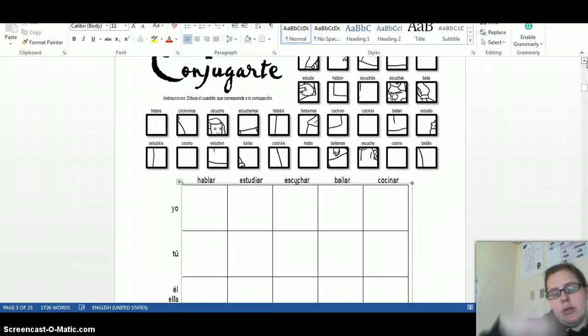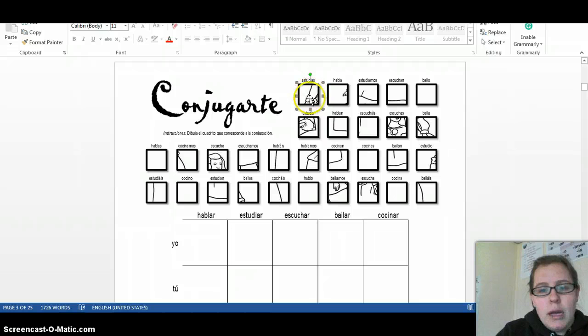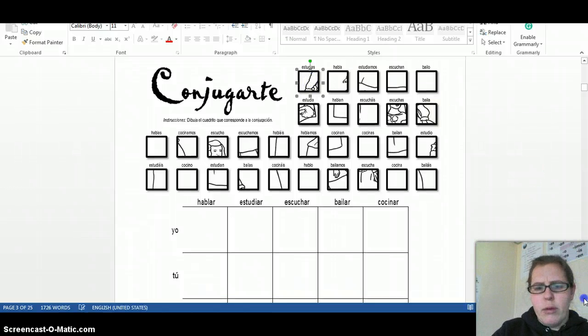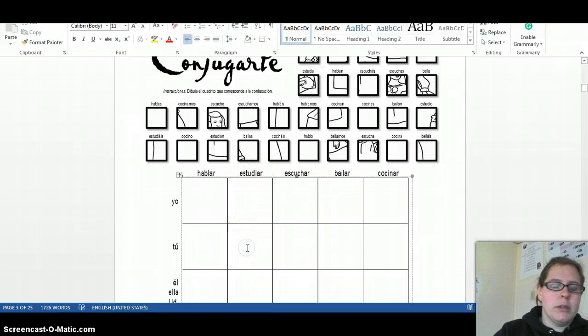You can either go across or down, or you can mix them up, or even an alternate strategy. If you feel like you're a 3 or a 4 with conjugating verbs, something that might be a little more challenging would be to look at first the box and then figure out where it goes. So I see estudias, and I know that's an ending for tú, and the verb estudiar. So I would come over here, estudiar, go down till I found tú, and draw that in the box, okay? Whatever you want to do is fine. The idea is that you complete it, okay?